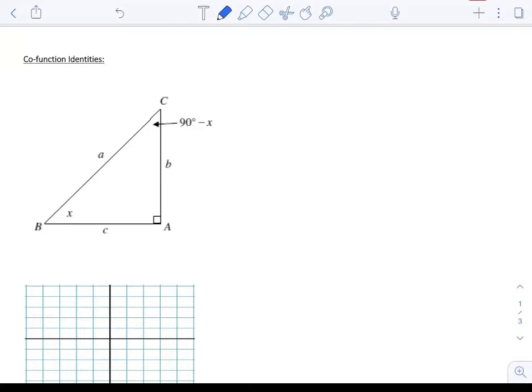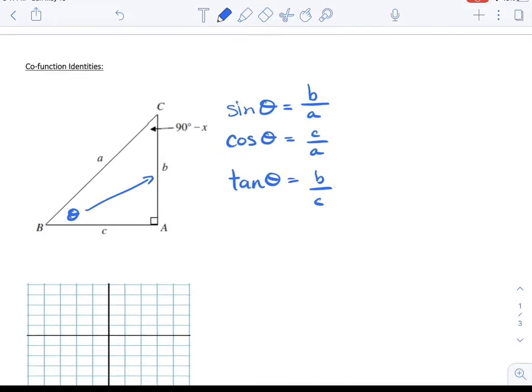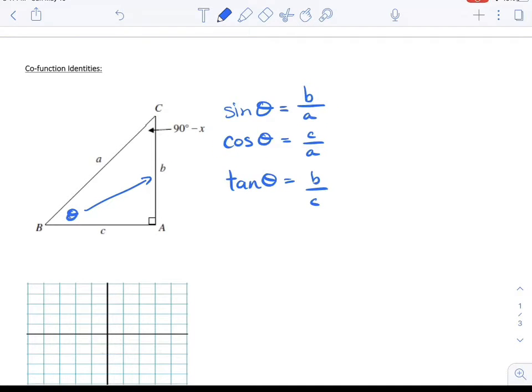So if I want to come up with some equivalent expressions, well, let's start with ones that we know. I want to know what sine theta is. Once again, I'm going to call this theta as opposed to x. I want to know what cos theta is, tan theta is. Well, sine I know is opposite over hypotenuse. So opposite is b, hypotenuse is a, so this is b over a. Cos is adjacent over hypotenuse, so in this case it would be c over a. And tan is opposite over adjacent, so it's b over c.